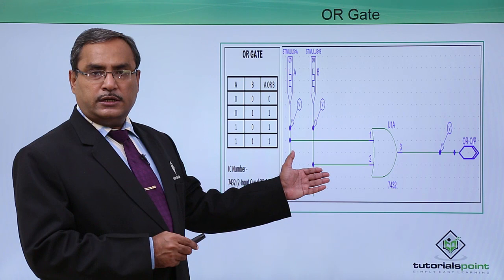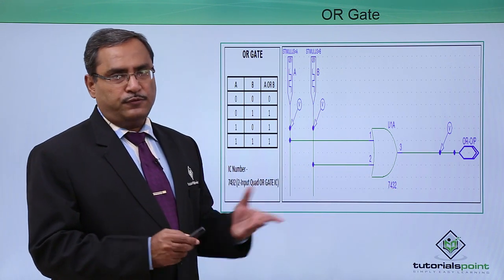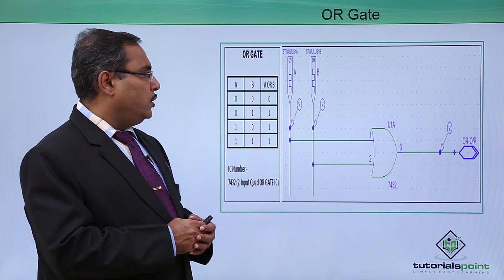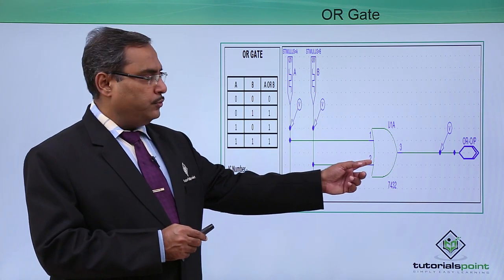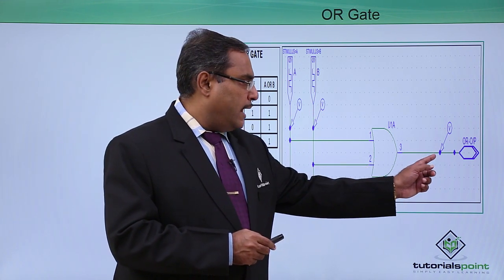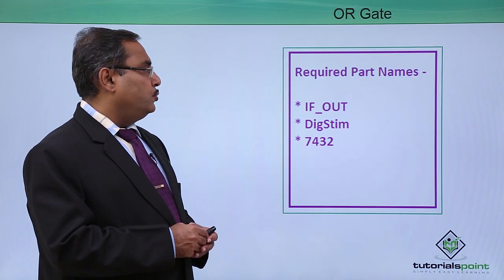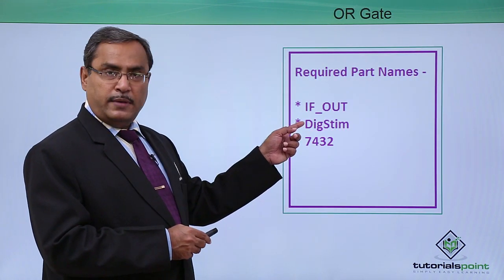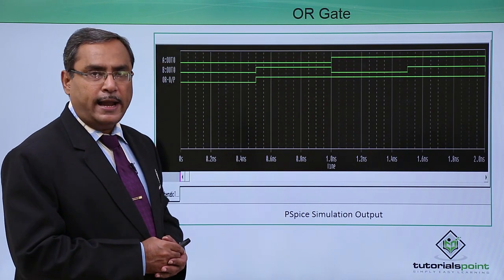This is the respective circuit we have made in the PSpice software with this IC 7432, because 7432 is the OR gate IC. So here we are having the digital stream, here we are having this 7432. This is our IF out, that is the digital logic out, and these are the voltage markers we are using. So we require IF out, digital stream and this 7432, and this is the respective timing diagram.